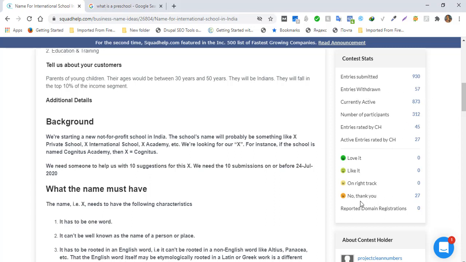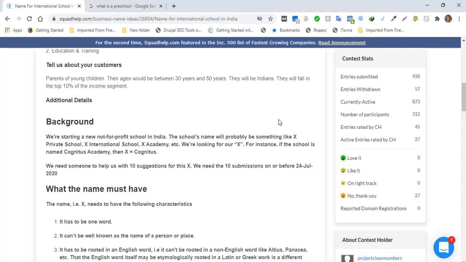Then no thank you, the ones that they don't want at all, have been 27. So far the client has not given any love it, like it, or on right track, meaning that you coming down to do this particular naming contest is a good thing, because the client so far has not seen any that he or she likes or loves, or that is on the right track. So far it has been no thank you; he doesn't want any of them.